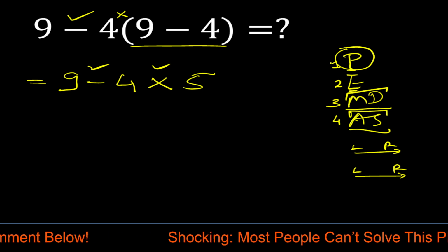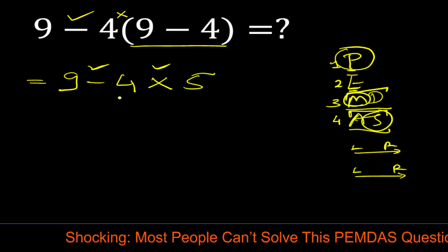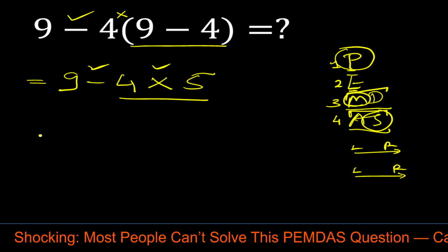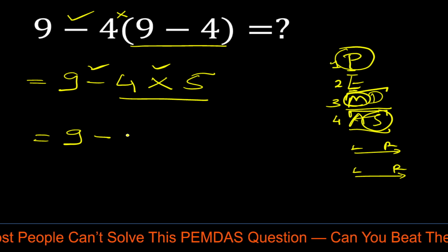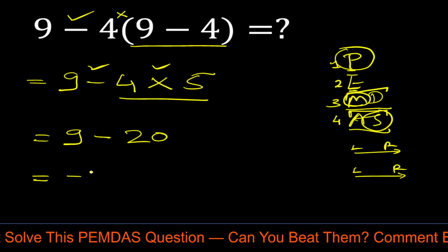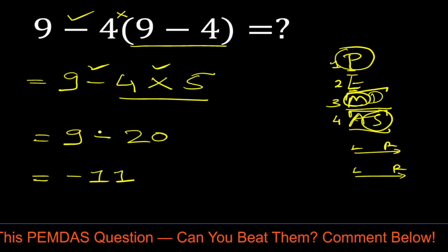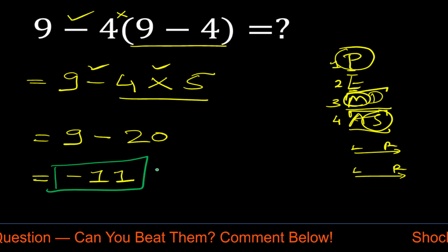So according to the PEMDAS rule, first we have to solve multiplication, then we have to solve subtraction, right? So first we have to solve this multiplication. So 9 minus, now 4 times 5 is equal to 20. So 9 minus 20 is equal to minus 11, right? So the correct answer is minus 11.